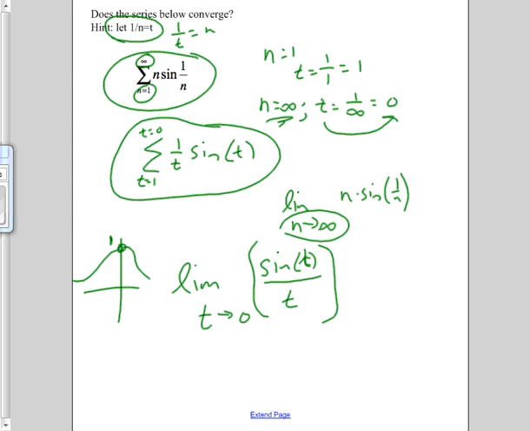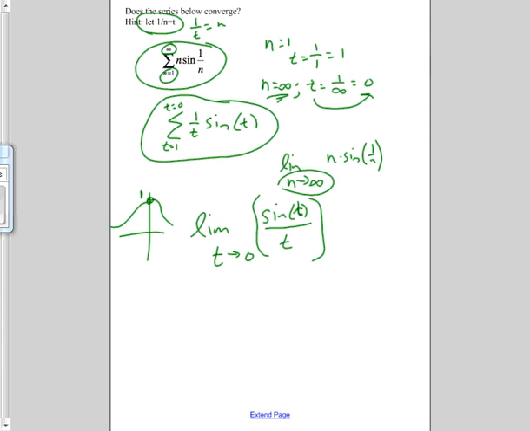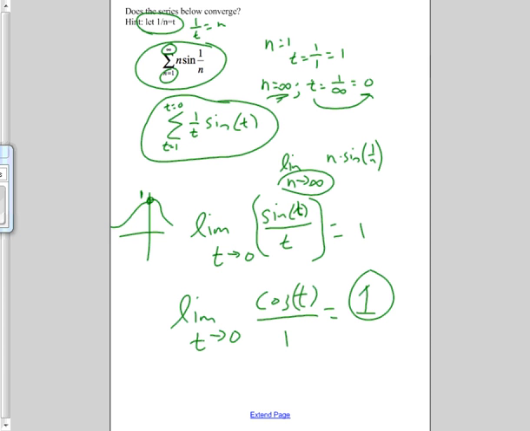We could use L'Hopital's rule, actually. Let's do that to see what this is. So the limit as t approaches 0 of sine of t over t is the limit as t approaches 0 of cos t over 1, which is just 1. So therefore, we just showed that this limit equals 1. So going kind of up the street, this limit then, since they're the same, equals 1.